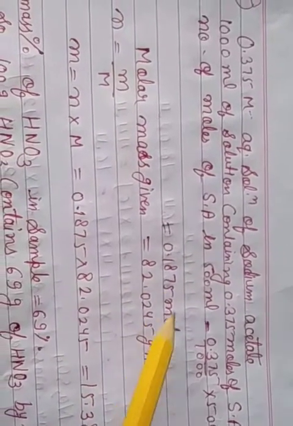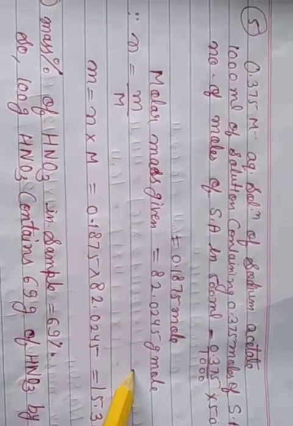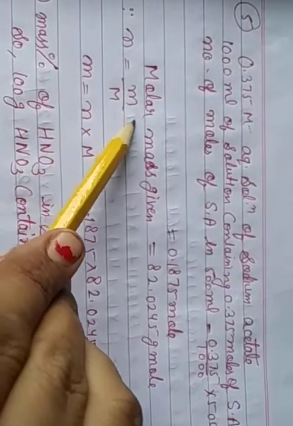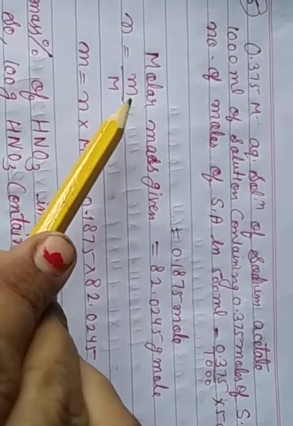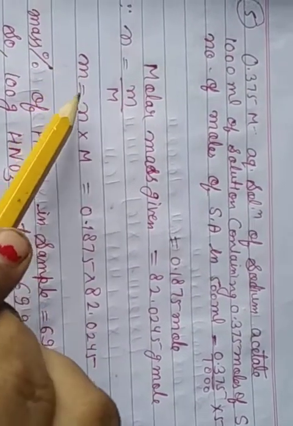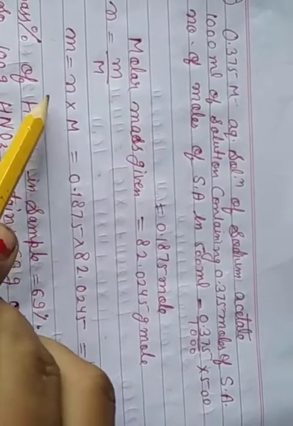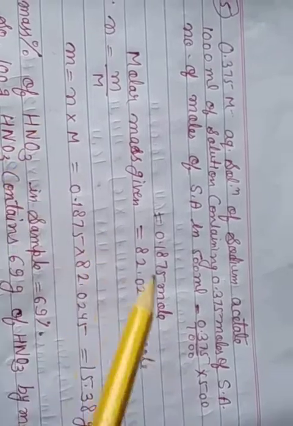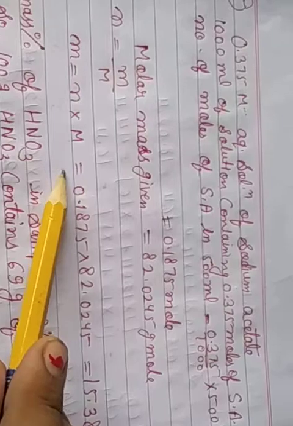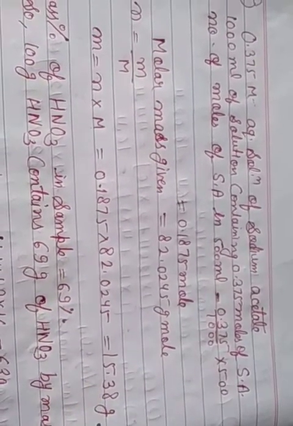So 0.1875 mole comes. Molar mass given is 82.0245 gram per mole. So you already know the number of moles is equal to given mass divided by molar mass. Here we have to find small m, so the formula is small n into capital M. So number of moles 0.1875 and molar mass 82.0245. So calculate, 15.38 gram.